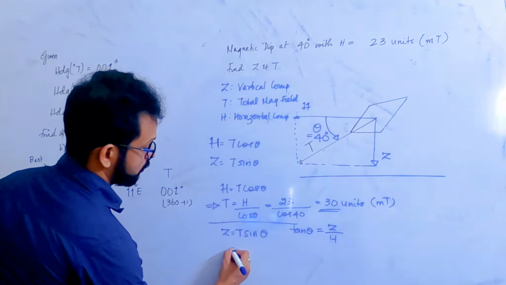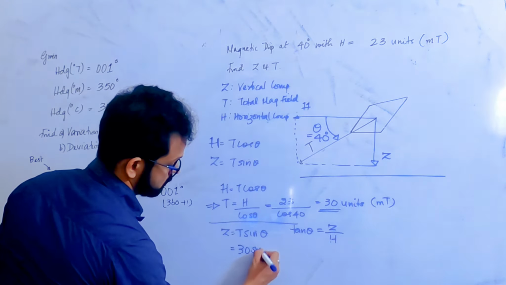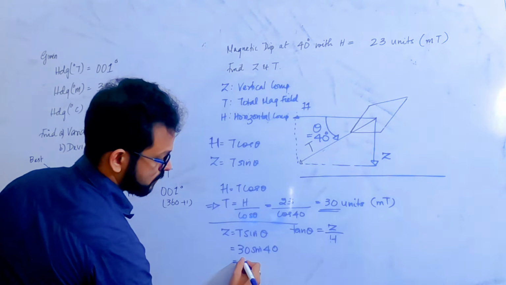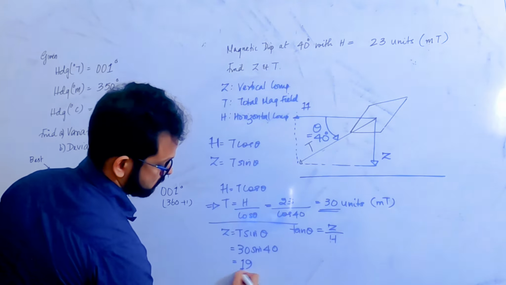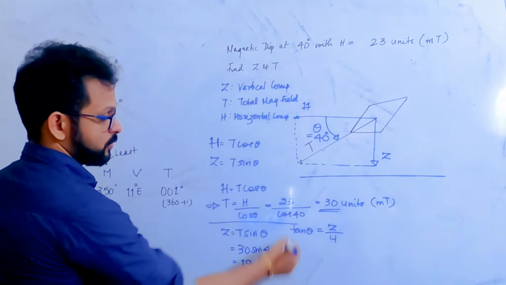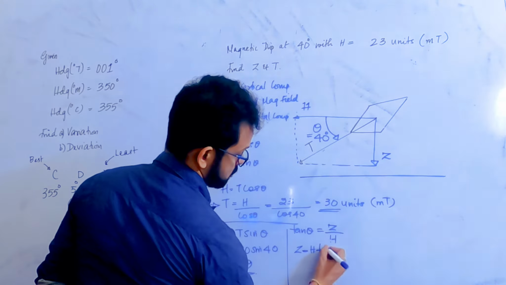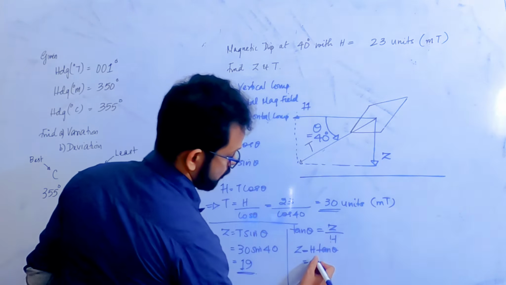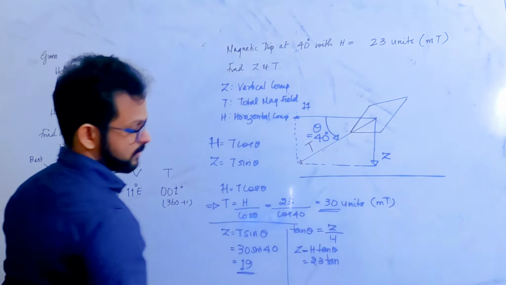The total component is found out to be 30 here. 30 sin 40. How much is it? 19. If you find using tan theta, then Z is equal to H tan theta. H is equal to 23, not 30. 23 tan 40.